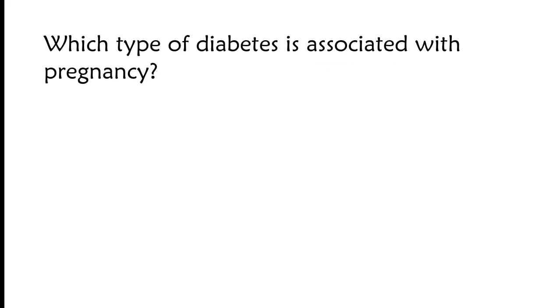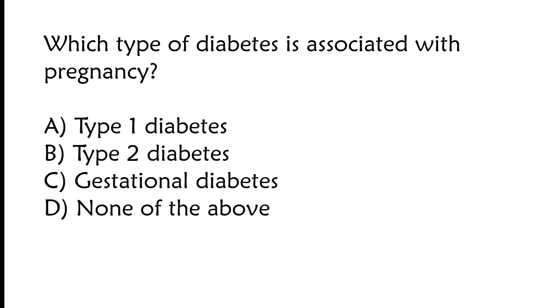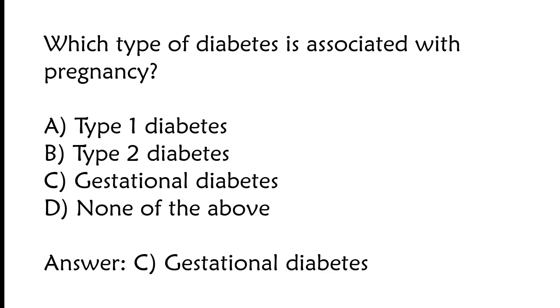Which type of diabetes is associated with pregnancy? Type 1 diabetes, type 2 diabetes, gestational diabetes, none of the above. The correct answer is option C. Gestational diabetes is the type of diabetes which is associated with pregnancy.